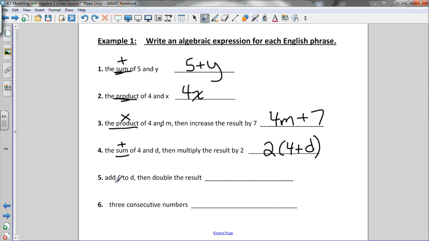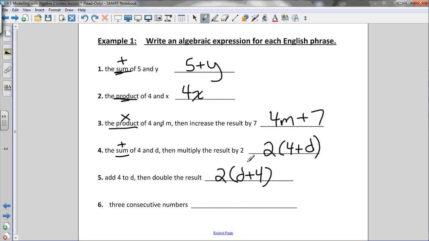Number 5, add 4 to d, then double the result. This one's similar to the last one. So add 4 to d, so I'm going to have d plus 4. Then I need to double the result of d plus 4. So I need to put this in brackets to make sure I do that before I do any multiplication. So I would do d plus 4 and then put the 2 outside of the brackets, to make sure I double that result.